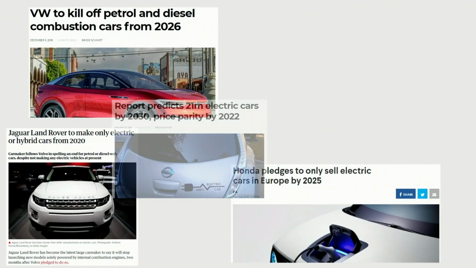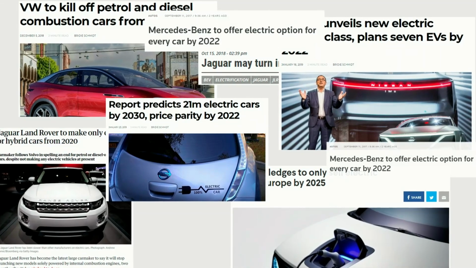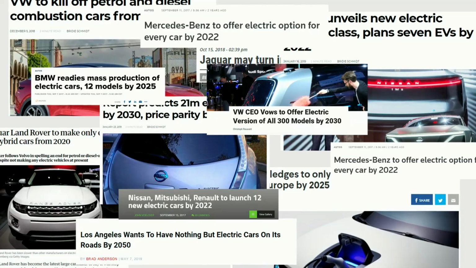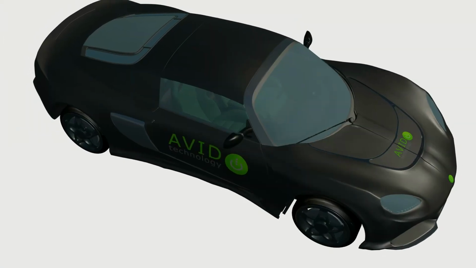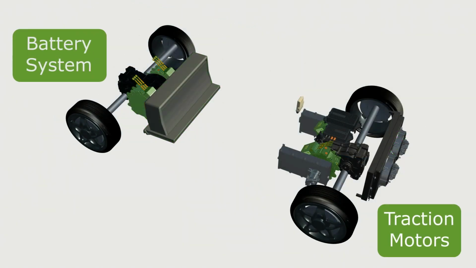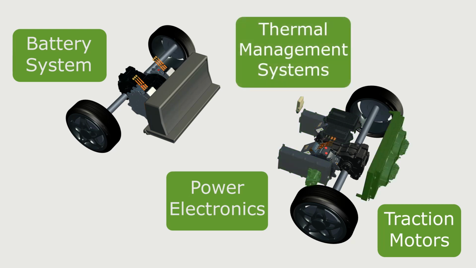Electric and hybrid vehicles are making headlines around the world as manufacturers move to new technology to respond to changes in legislation, reducing the environmental impact of their vehicles and machinery. Electric vehicles have four key powertrain subsystems: the battery system, the traction motor, power electronics, and the thermal management system.